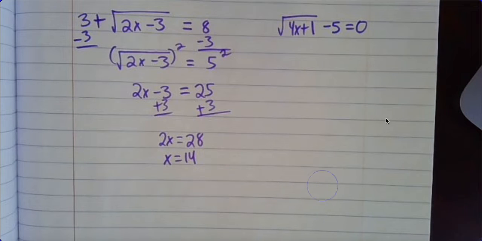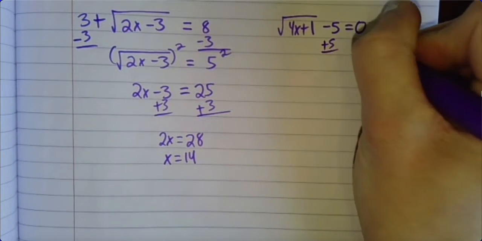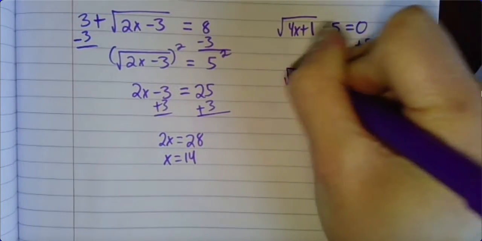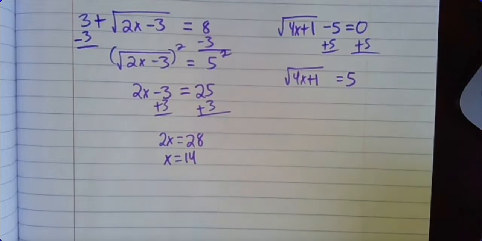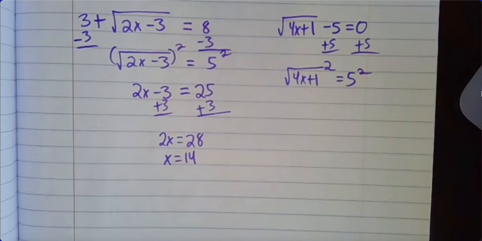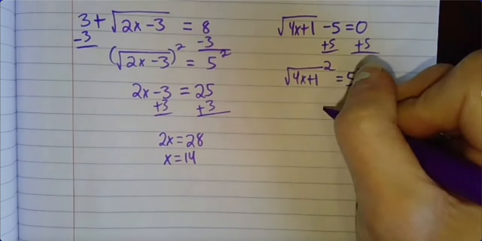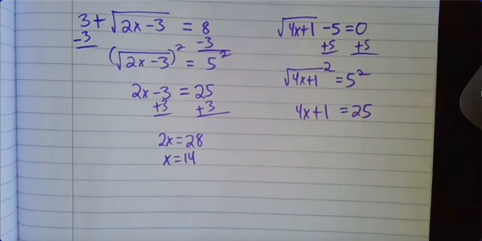On this one, what am I going to do? Minus 5. Well, it's add 5. So I'm doing the opposite. So I have the square root of 4x plus 1 equals 5. Now I can't go any further because of that square root there. So I must do the opposite and square both sides. So now I'll just bring down 4x plus 1 equals 25.